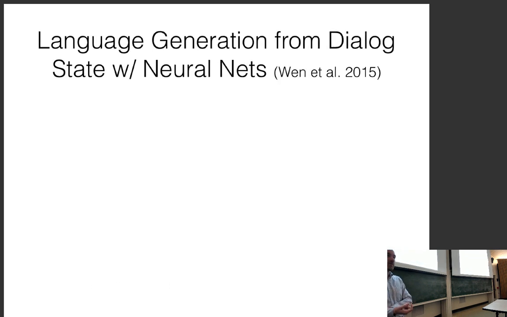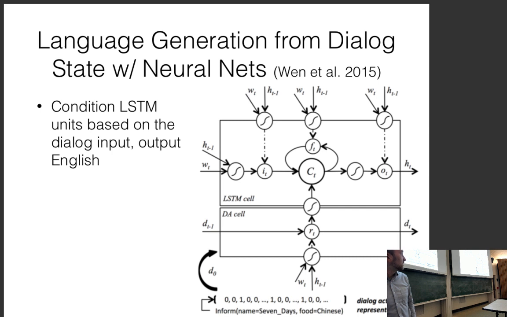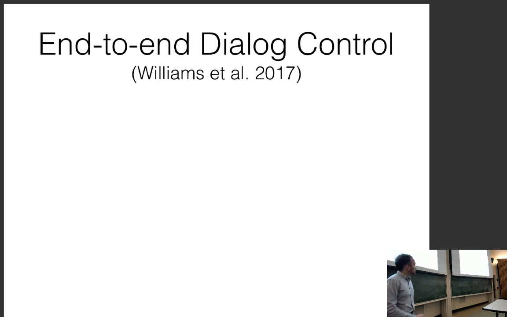Then the language generation part, of course, this has also been neuralized. This is maybe one of the things that has been a little bit more successful. Basically, it's an LSTM-based model, back when LSTMs were kind of new things in NLP. And you basically condition the LSTM units based on the dialogue input, output, et cetera, and the output English, et cetera. The details, you can look at it. They're not super important. It's just a nice example of an LSTM-based generation model.